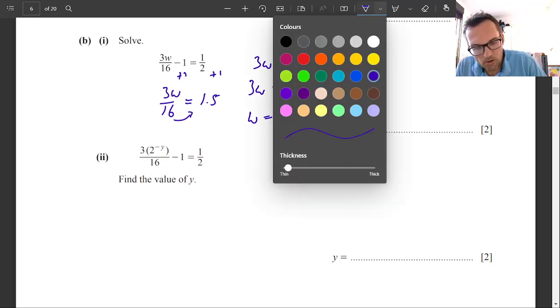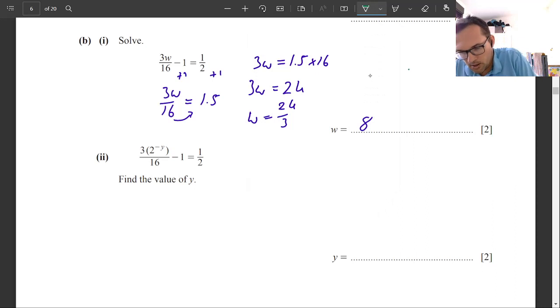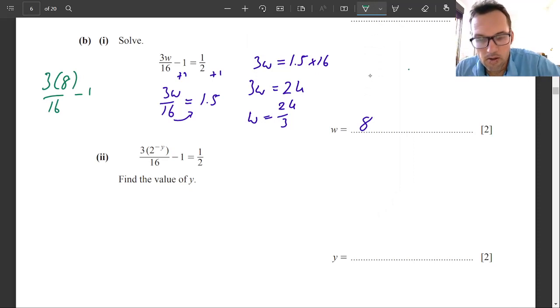Don't be shy to do a quick test. I mean, this doesn't count for marks. It just gives you peace of mind. On your calculator, 3 times 8 is 24. Divided by 16 is 1.5, minus 1 is a half. You know you got it right. And you feel good.